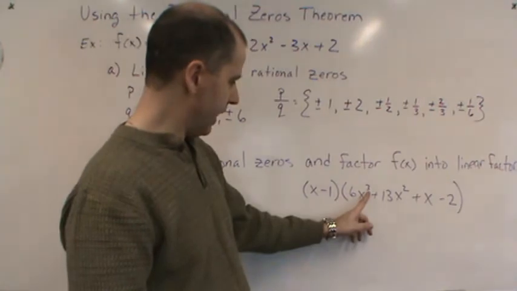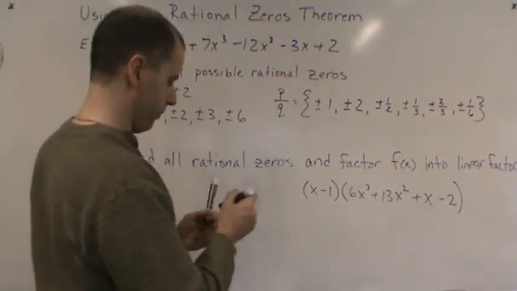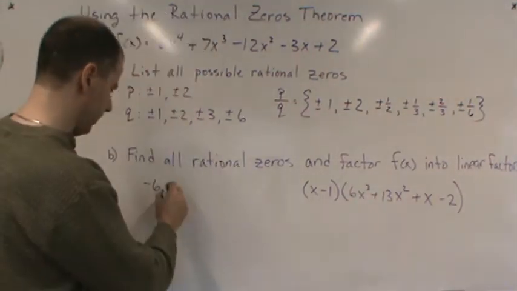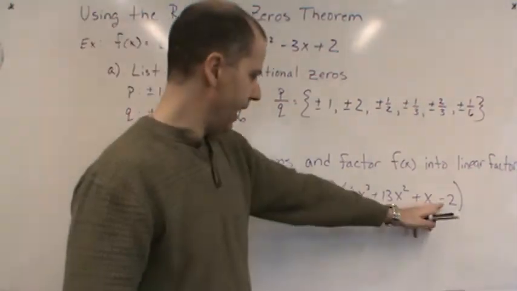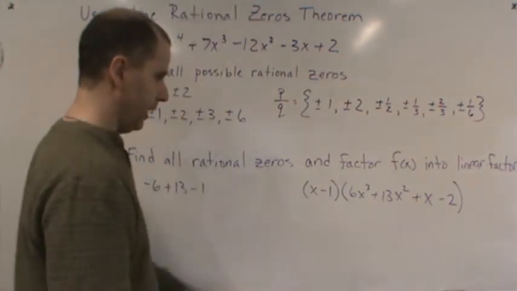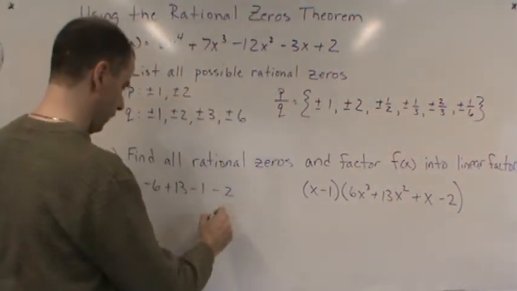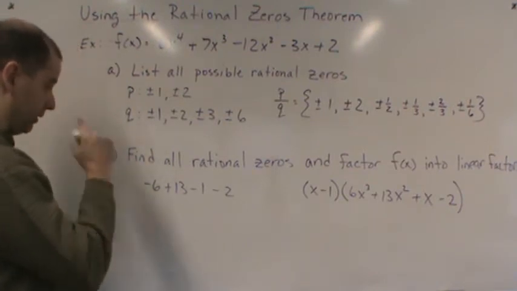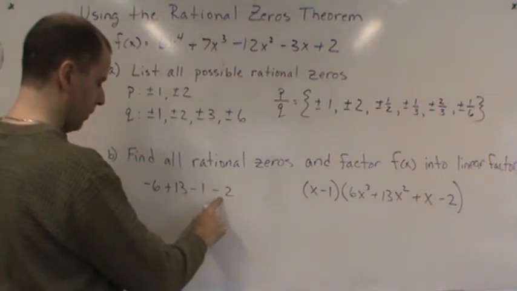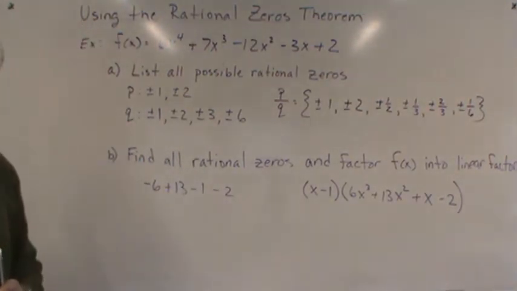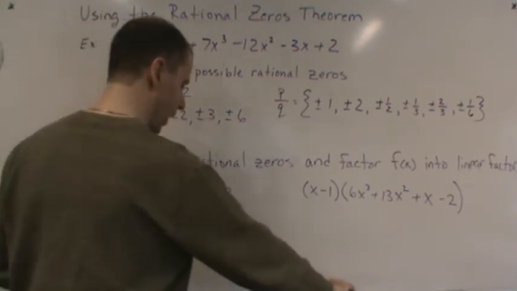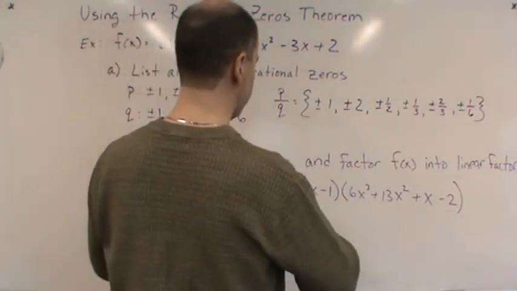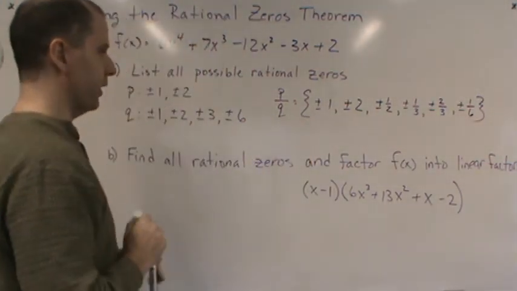So this is odd, so we're going to make this negative 6. This is even, so we're still going to get 13. This is odd, so we're going to get negative 1. And then this constant stays the same, so it's negative 2. So now we add. Negative 6 plus 13 is positive 7. Minus 1 is 6. Minus 2 is 4. So it didn't work. So that means we're done with plus or minus 1. We're not going to deal with that anymore. So let's go on to plus or minus 2.